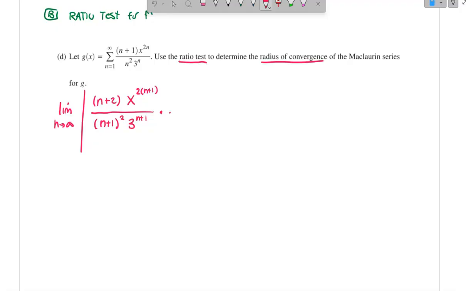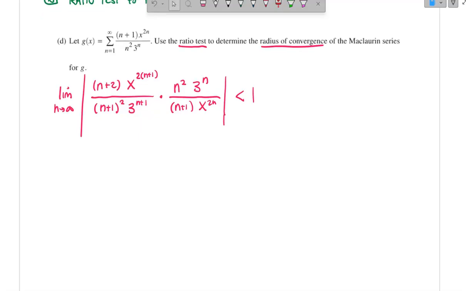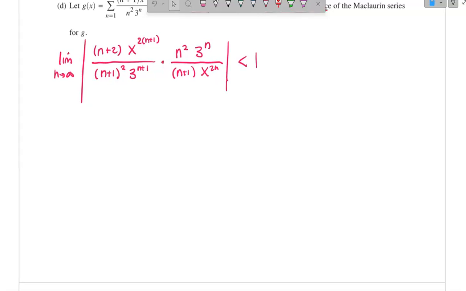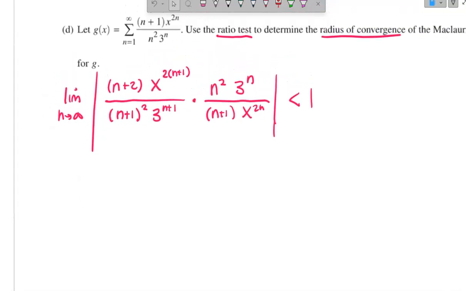We're going to times it by the reciprocal of exactly what you see up there. So n squared, 3 to the n, over n plus 1, and then x to the 2n. Now we know that this needs to be less than 1 in order for me to have a radius of convergence, so we're going to go ahead and put that there ahead of time. All right, where do we go from here? So we need to clean some of this stuff up.